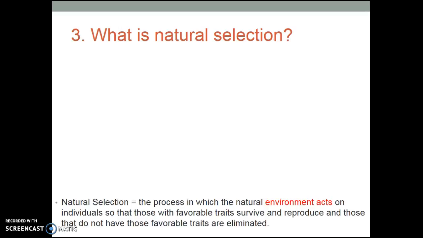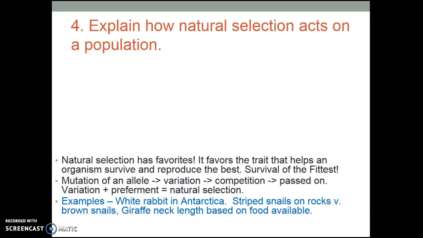What is natural selection? This is when the natural environment is going to act on individuals for those favorable traits to survive and reproduce. Those that are not favorable will be eliminated. How does natural selection act on a population? Well, it's basically choosing its favorites. It's going to favor the trait that helps that organism survive.